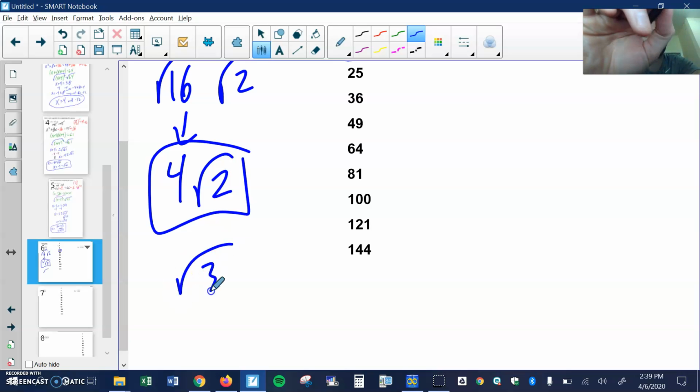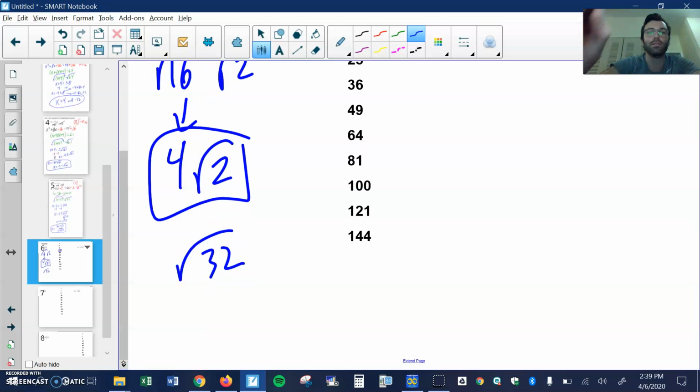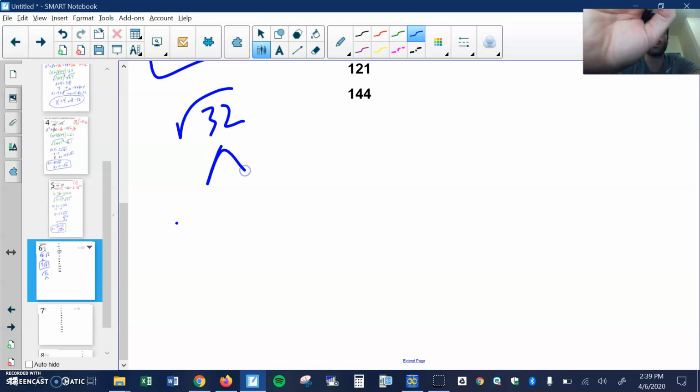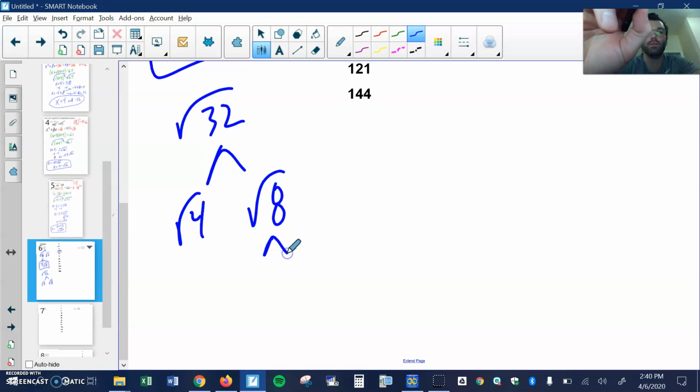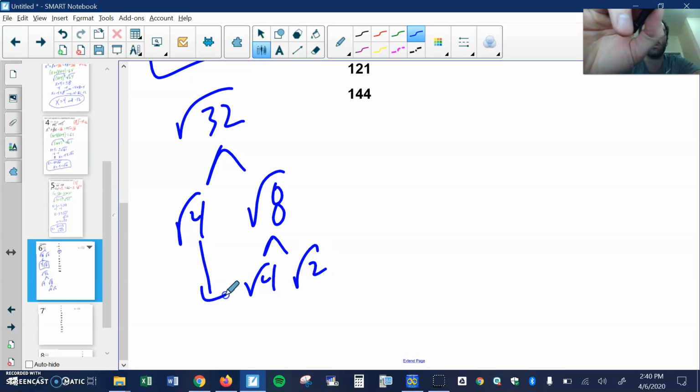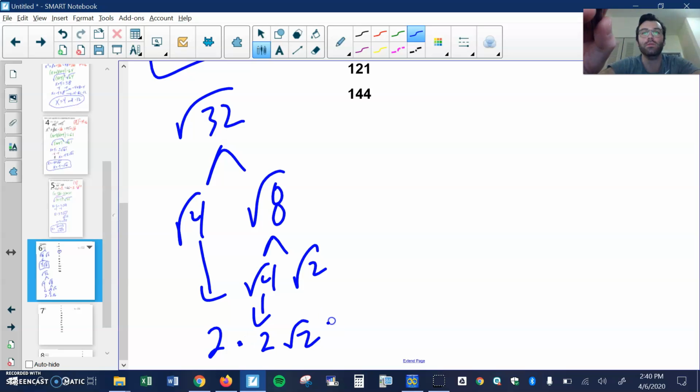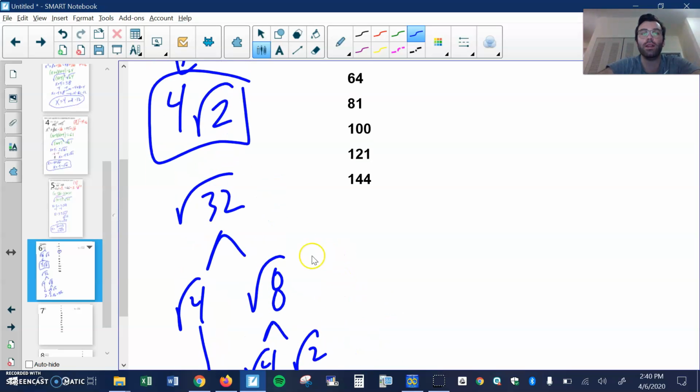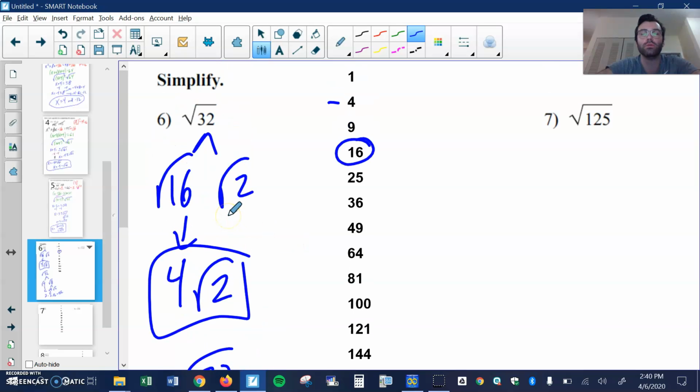Now let's say for root 32, I didn't realize that 16 was the largest number. I could have done this, root 4 and root 8. Oh wait, 8 can be written as the square root of 4 and the square root of 2. Well, this becomes 2, and this becomes 2, and the root 2 comes down, and I multiply these two numbers to still get 4 root 2. All right, so either way, you'd end up getting 4 root 2.